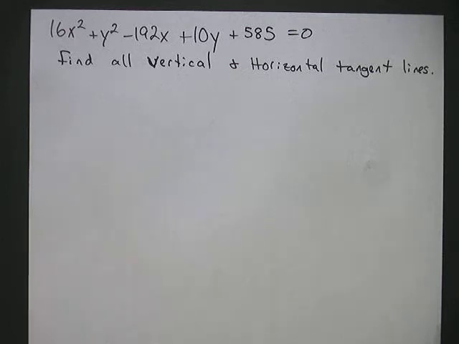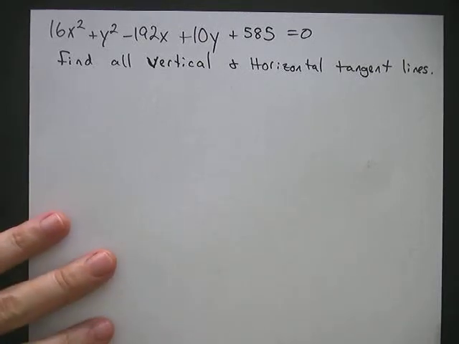Okay, for this problem, we're given 16x squared plus y squared minus 192x plus 10y plus 585 equals 0. Find all vertical and horizontal tangent lines. In order to find tangent lines, we're first going to need the derivative. Given that this is not solved for y, we're going to need to take the derivative implicitly. So we'll do this term by term.